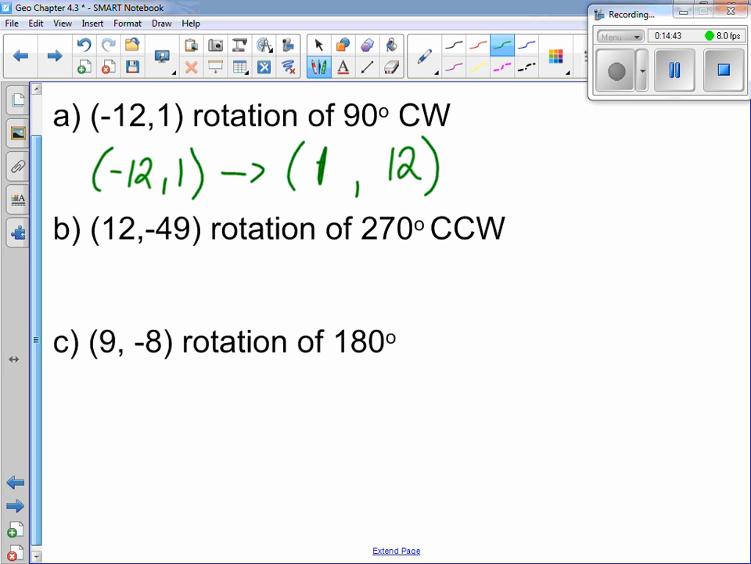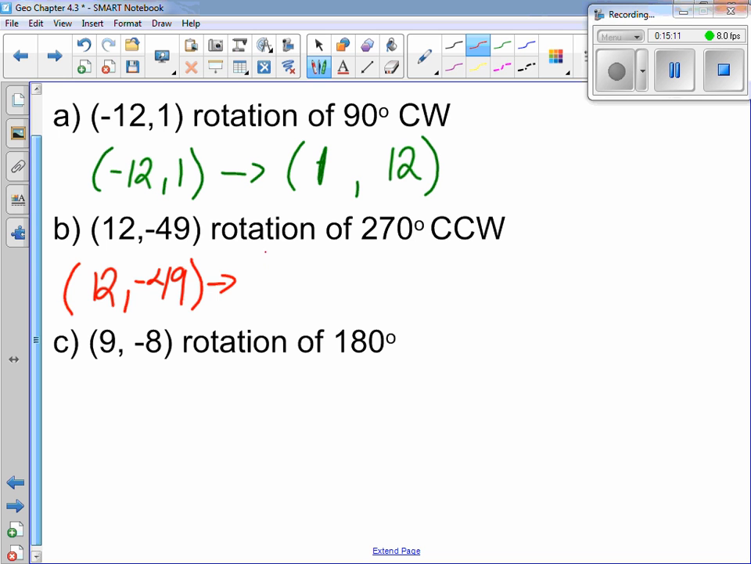270 degrees counterclockwise. Well, that would require how many moves? 3 if I'm going counterclockwise. Is there an easier direction to go? How far? 1. Because 270 plus 90 is 360. So let's go counterclockwise, just so we can see it.